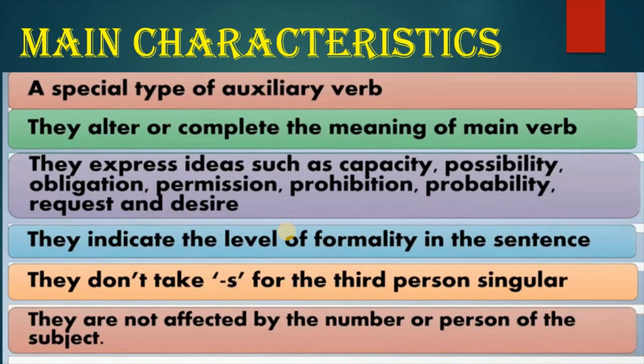Then, the next point, they are not affected by the number or person of the subject. It never changes its form with the singular or plural. For example, a boy can run fast, the boys can run fast. Both for the singular and plural, we are using only can.